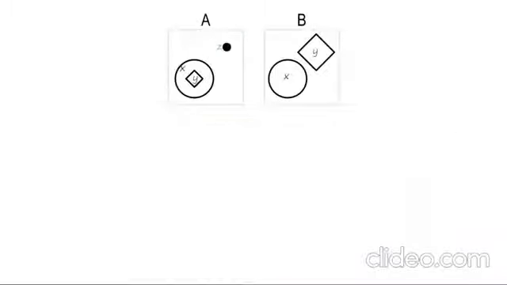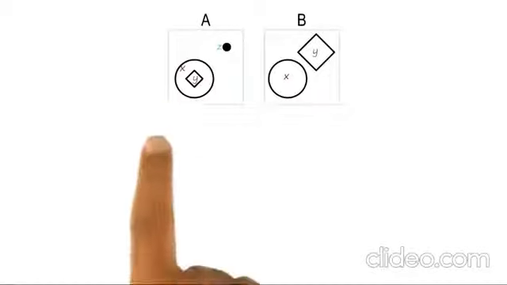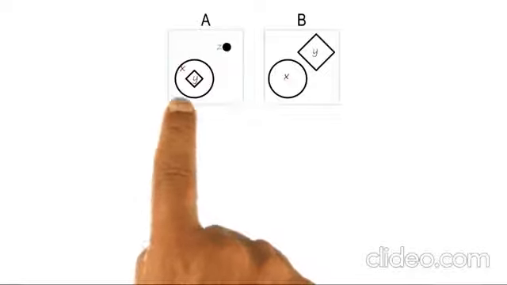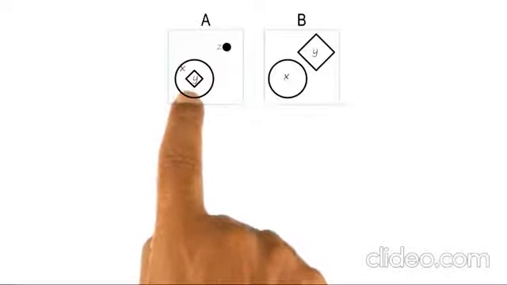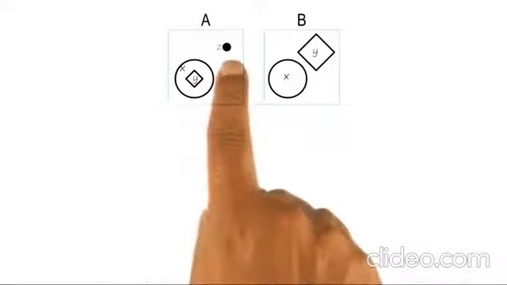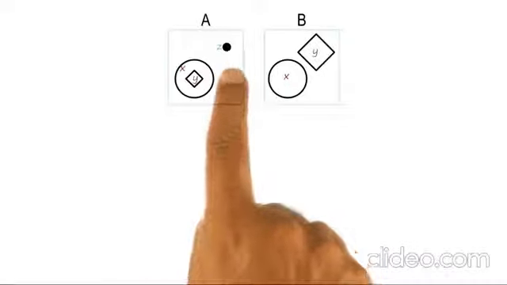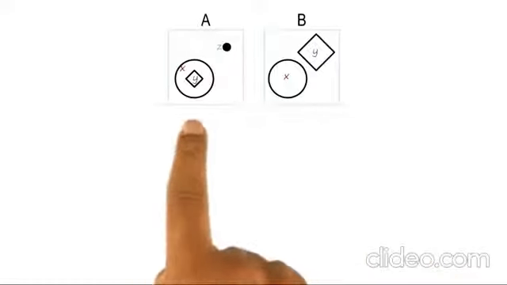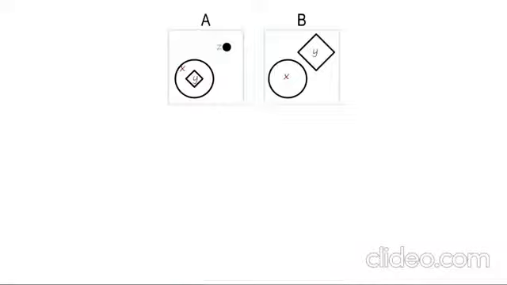Let us begin with A and B. We will try to build semantic networks that can represent our knowledge of A and B. Inside A is a circle. I'll label it X. Also inside X is a diamond. I'll label it Y. Here is a black dot. I'll label it Z. We can similarly label the objects in B. So inside A are 3 objects, X, Y, and Z.